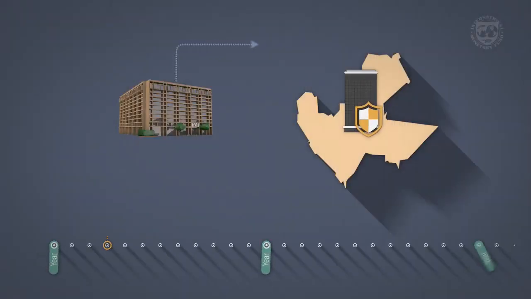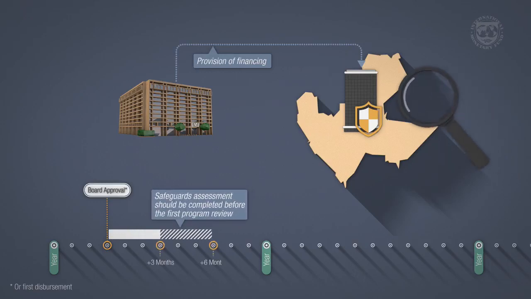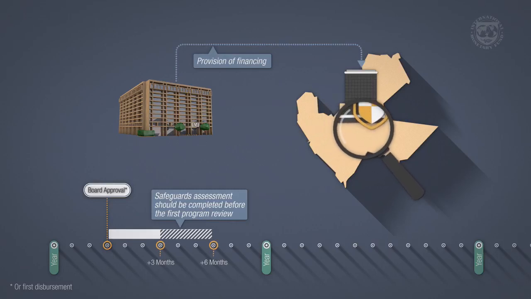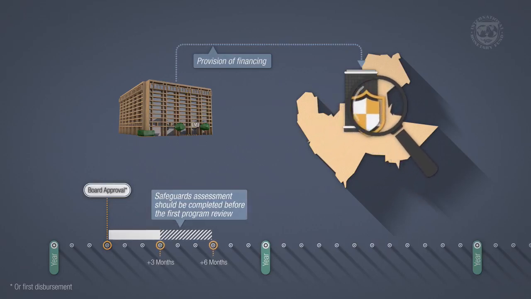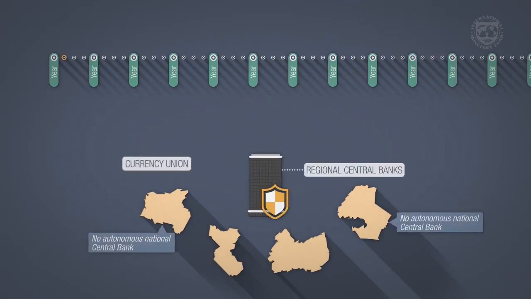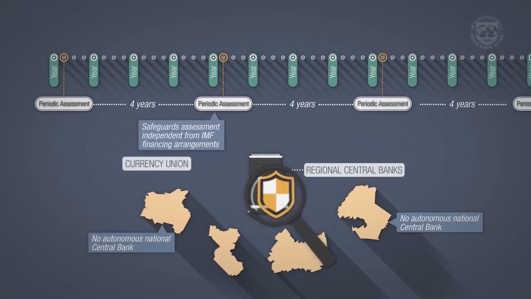When the IMF provides financing to a country, due diligence is carried out to obtain assurances that the country's central bank can adequately manage the IMF resources it will receive. For members of currency unions with no autonomous national central banks, a periodic assessment is conducted every 4 years, irrespective of the member country's financial arrangements with the fund.